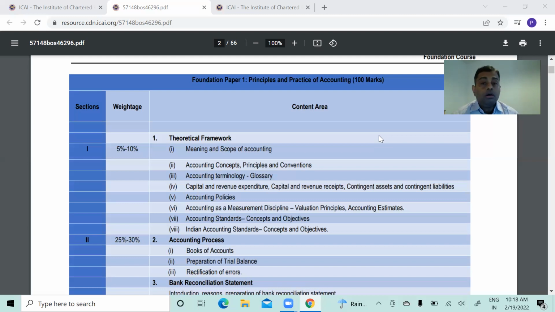Are you ready? Open a new page, preferably a new notebook. Put the heading CA Foundation Paper 1. What is the name of the paper? Principles and Practice of Accounting. Obviously every paper is for 100 marks, so this paper is also for 100 marks. Are we ready?